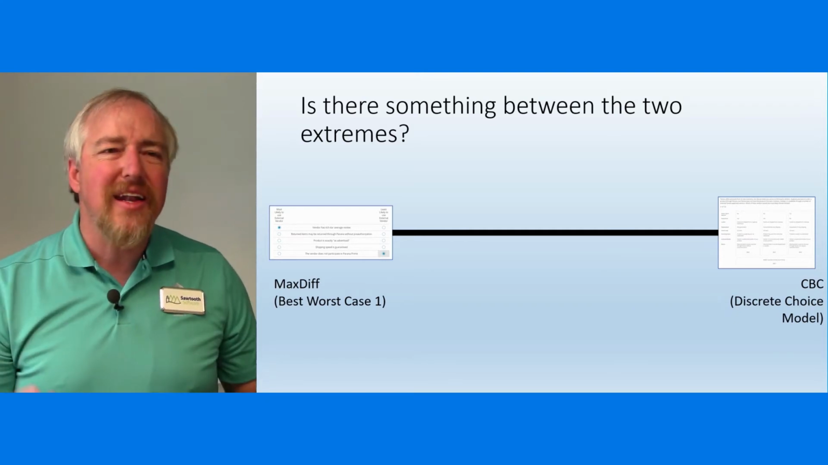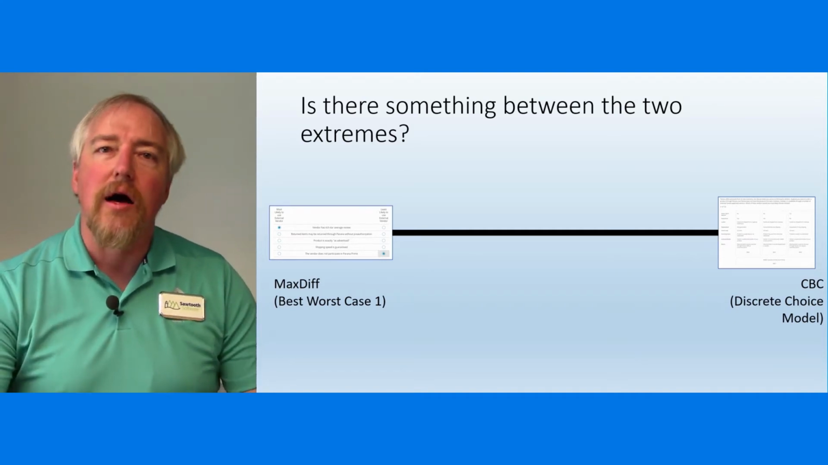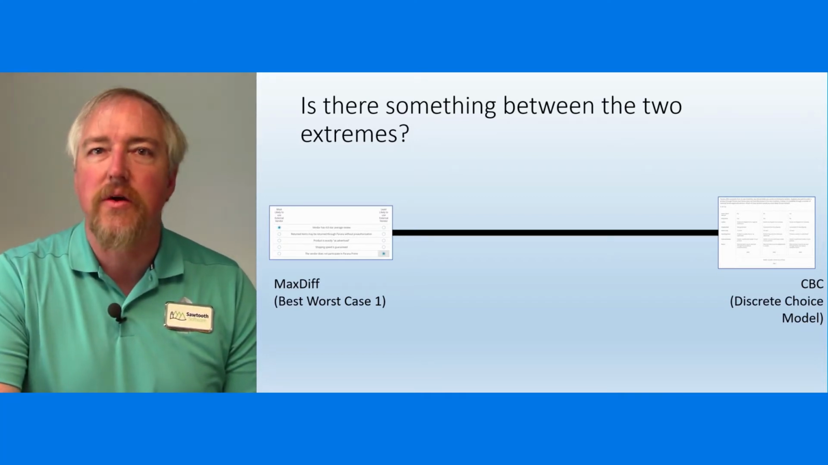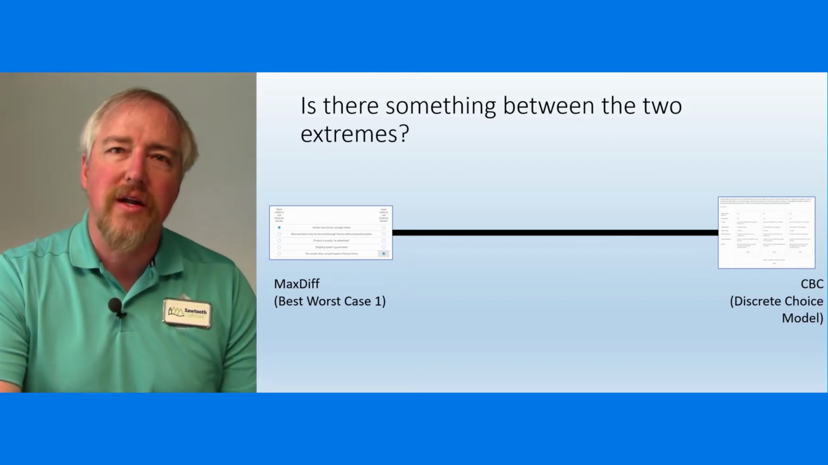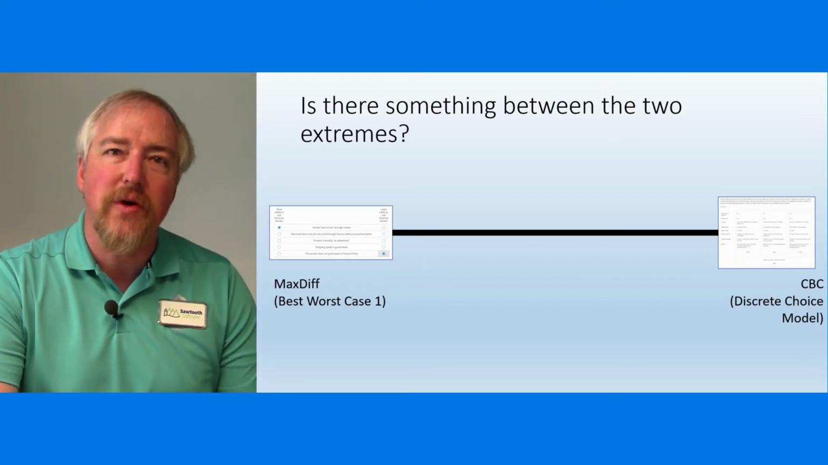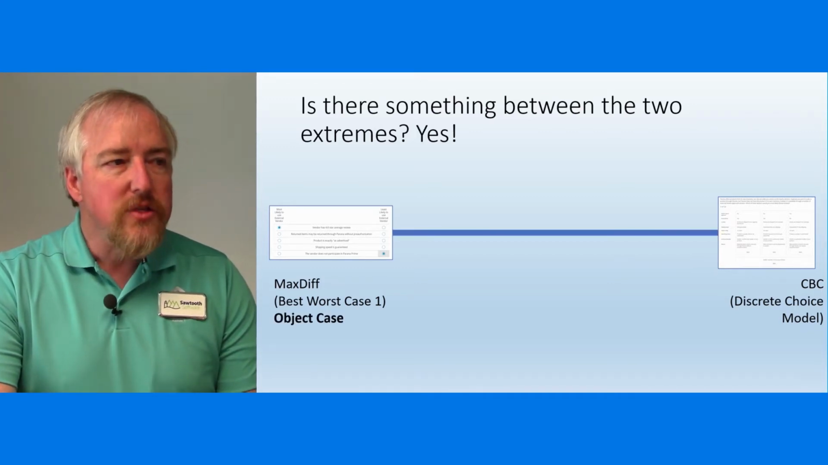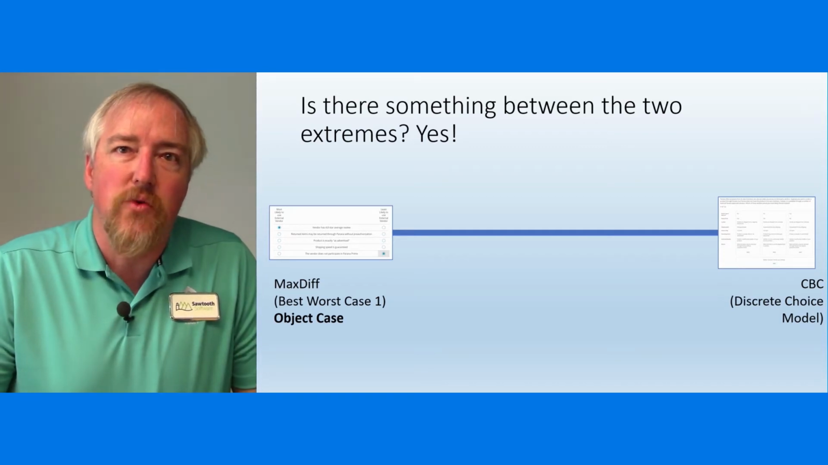So it'd be kind of nice if we had some methods that are in between those two methods. MaxDiff is good, CBC is good. They're both good for a lot of different situations, but there is kind of a middle ground. So we're going to talk about the two methods that are kind of in between these other methods that are used so heavily. So MaxDiff best worst is called best worst case one.